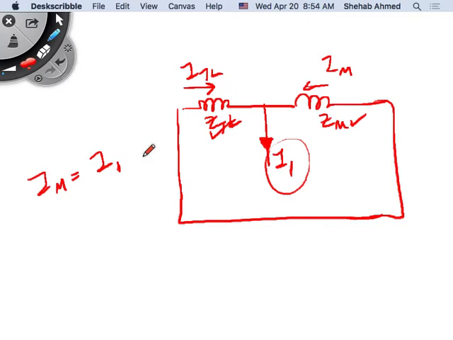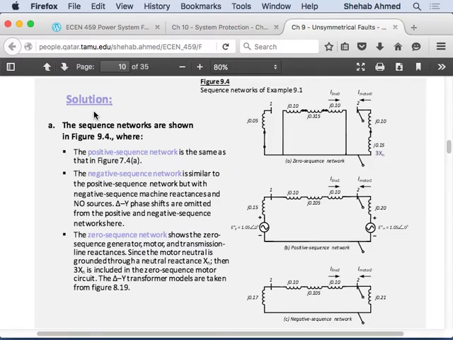Current divider rule, guys. It's one of the impedances, right? It's over the sum of the two. Yeah. So Z transmission line over Z transmission line plus Z motor. I believe she is correct. So we go back. I mean, the solution is there.